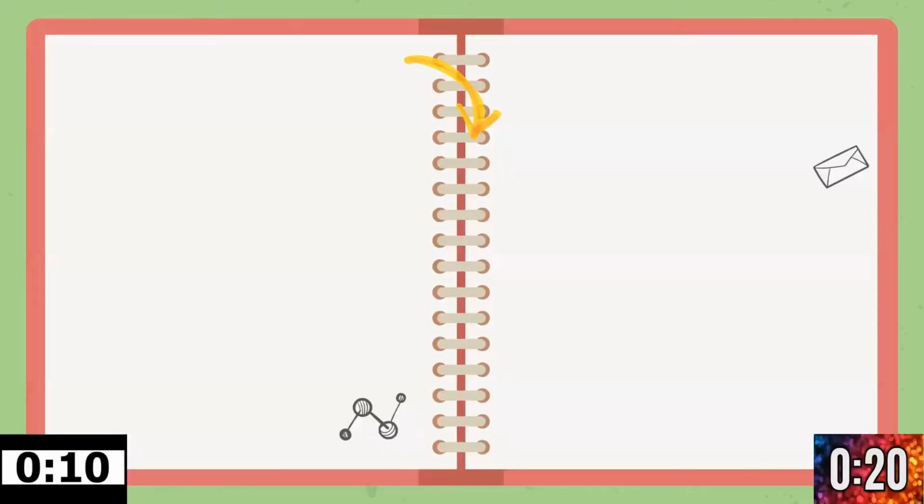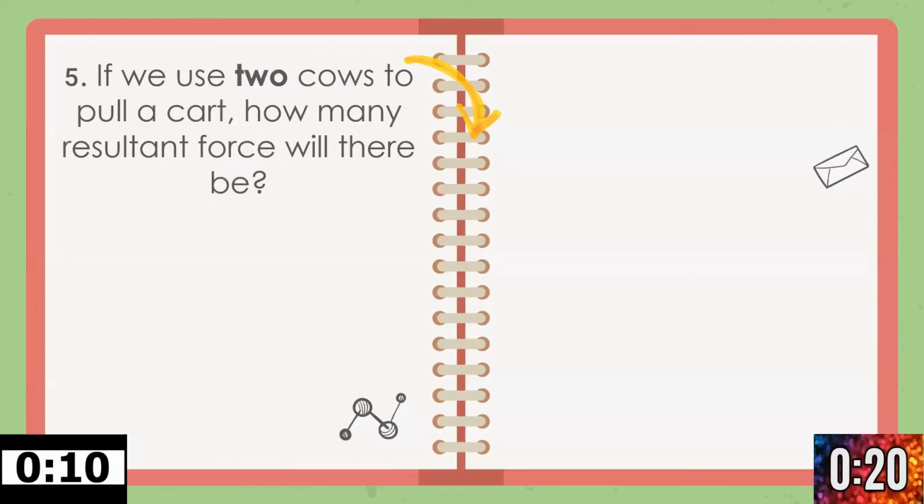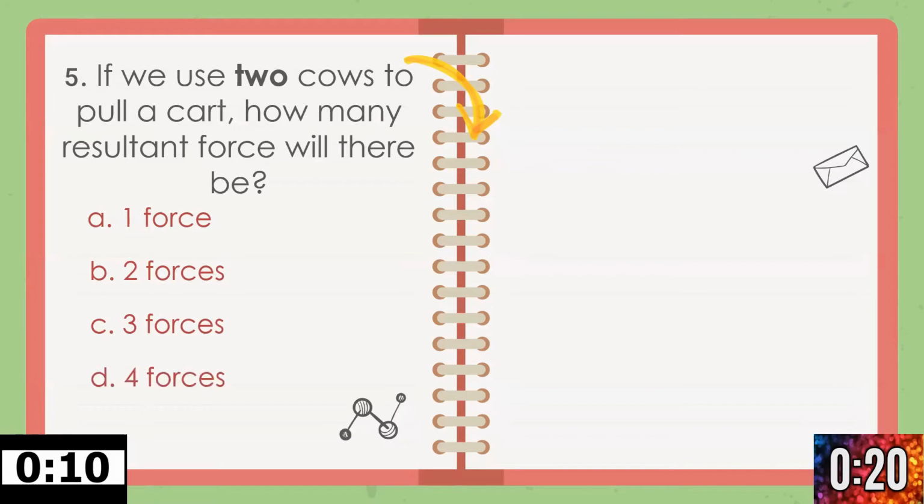Time is up. Let's proceed to number 5. If we use 2 cows to pull a cart, how many resultant force will there be? A, 1 force, B, 2 forces, C, 3 forces, or D, 4 forces. You have 10 seconds to circle your answer.